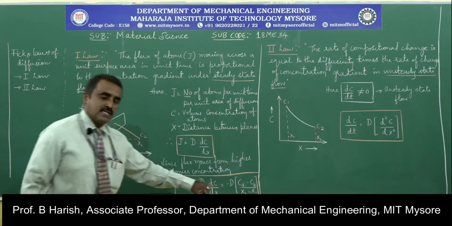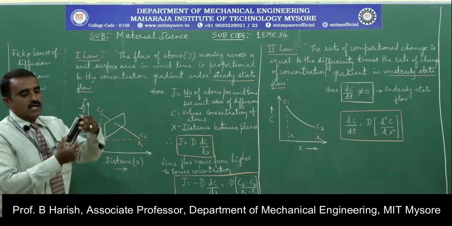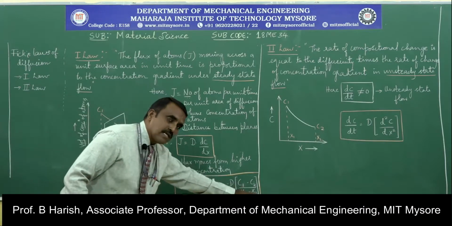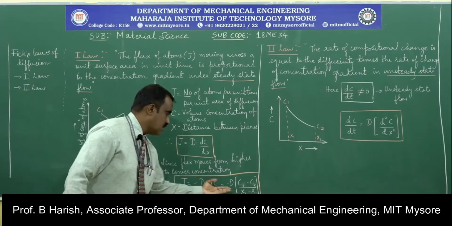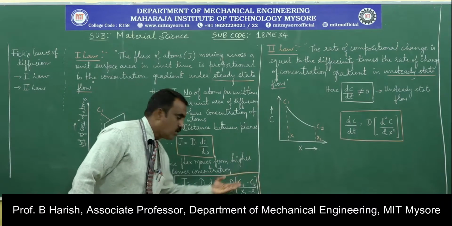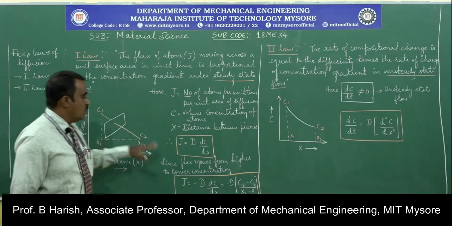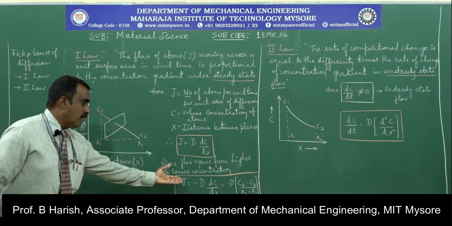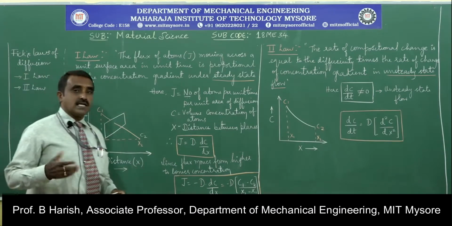So we can represent it further as minus D into C1 minus C2 over the distance. C1 is the concentration at this end, and C2 is the concentration at the other end. This is the distance x1, this is the distance x2. So finally, the equation is J is equal to minus D into dC by dx. This is the law given for the steady state condition.